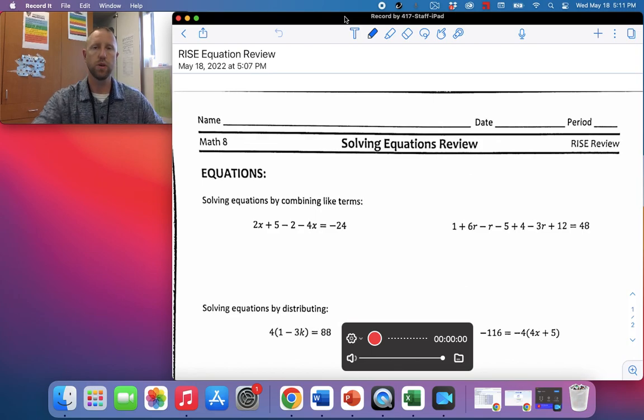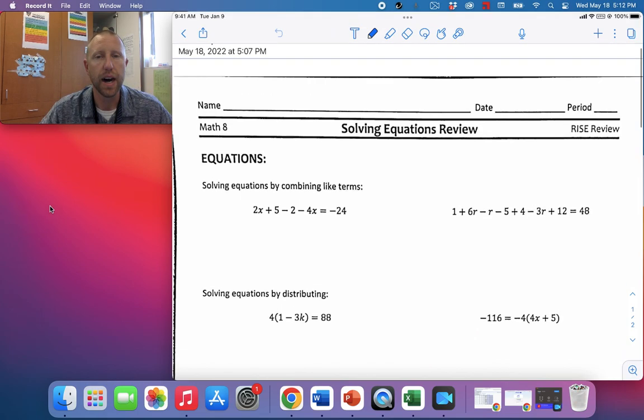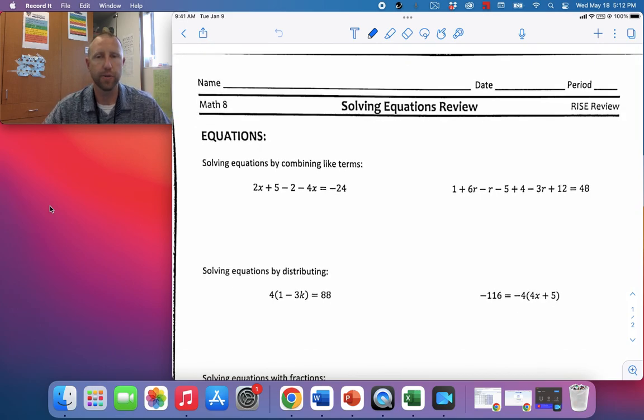On to a little solving equations review. Okay, so here we go. Just a couple different scenarios we're going to go through. I'll do the left side. This will be like an I do, you do type thing. I'll do the ones on the left, and then I'll have you pause the video, try the ones on the right, and then I'll go through the ones on the right so you can see if you did them correctly. All right, so this first scenario, they gave us solving equations by combining like terms.